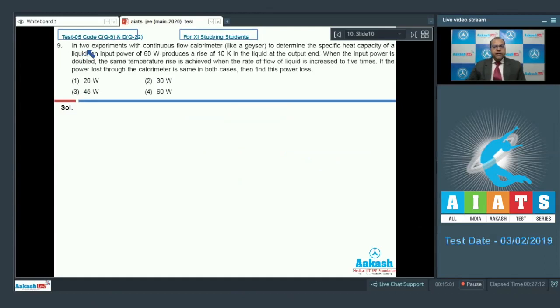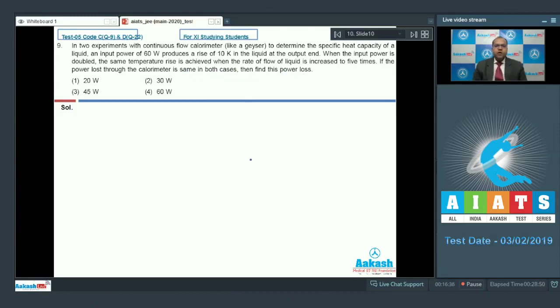In question number 9, in 2 experiments with a continuous flow calorimeter like a geyser, to determine the specific heat capacity of a liquid, an input power of 60 watt produces a rise of 10 Kelvin in the liquid at the output end. When the input power is doubled, the same temperature rise is achieved when the rate of flow of liquid is increased to 5 times. If the power loss through the calorimeter is same in both the cases, then find this power loss.